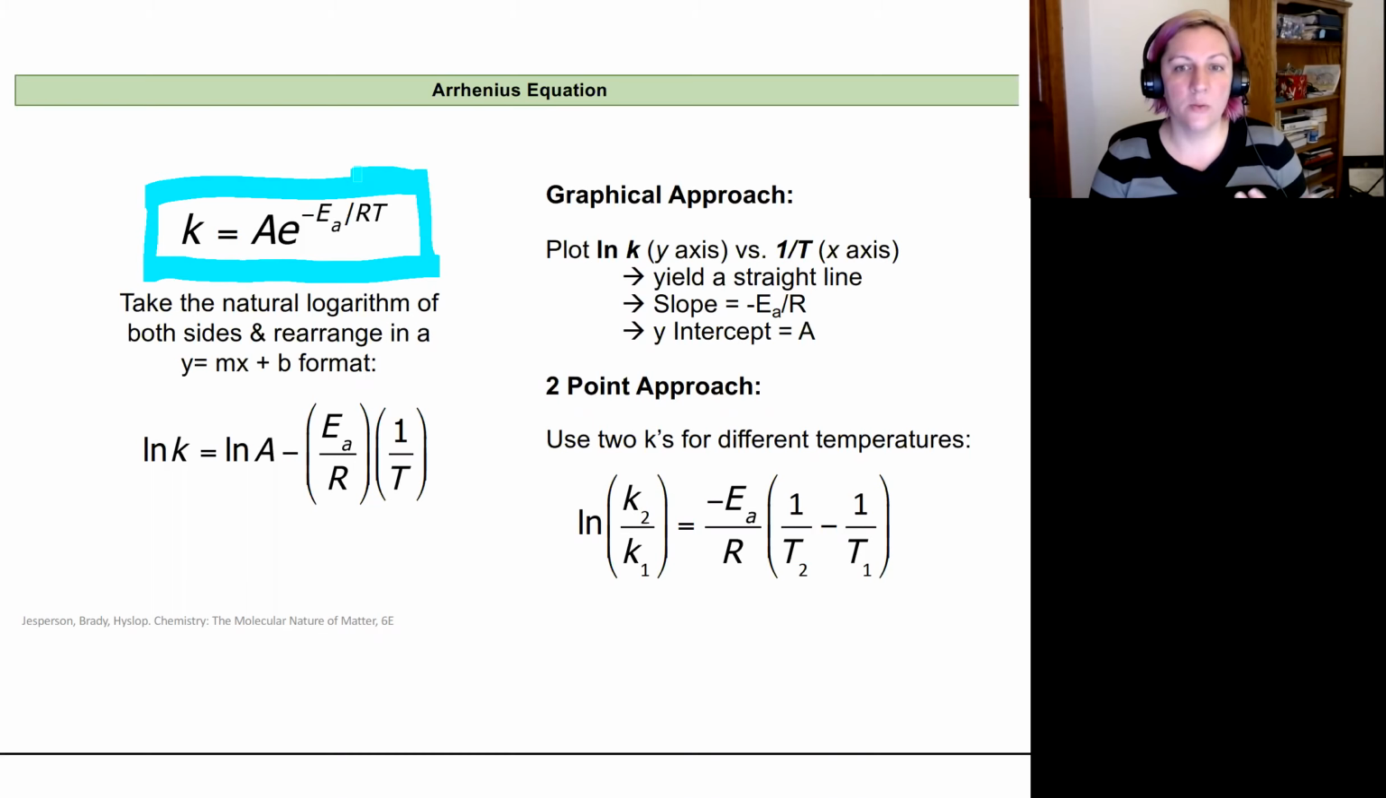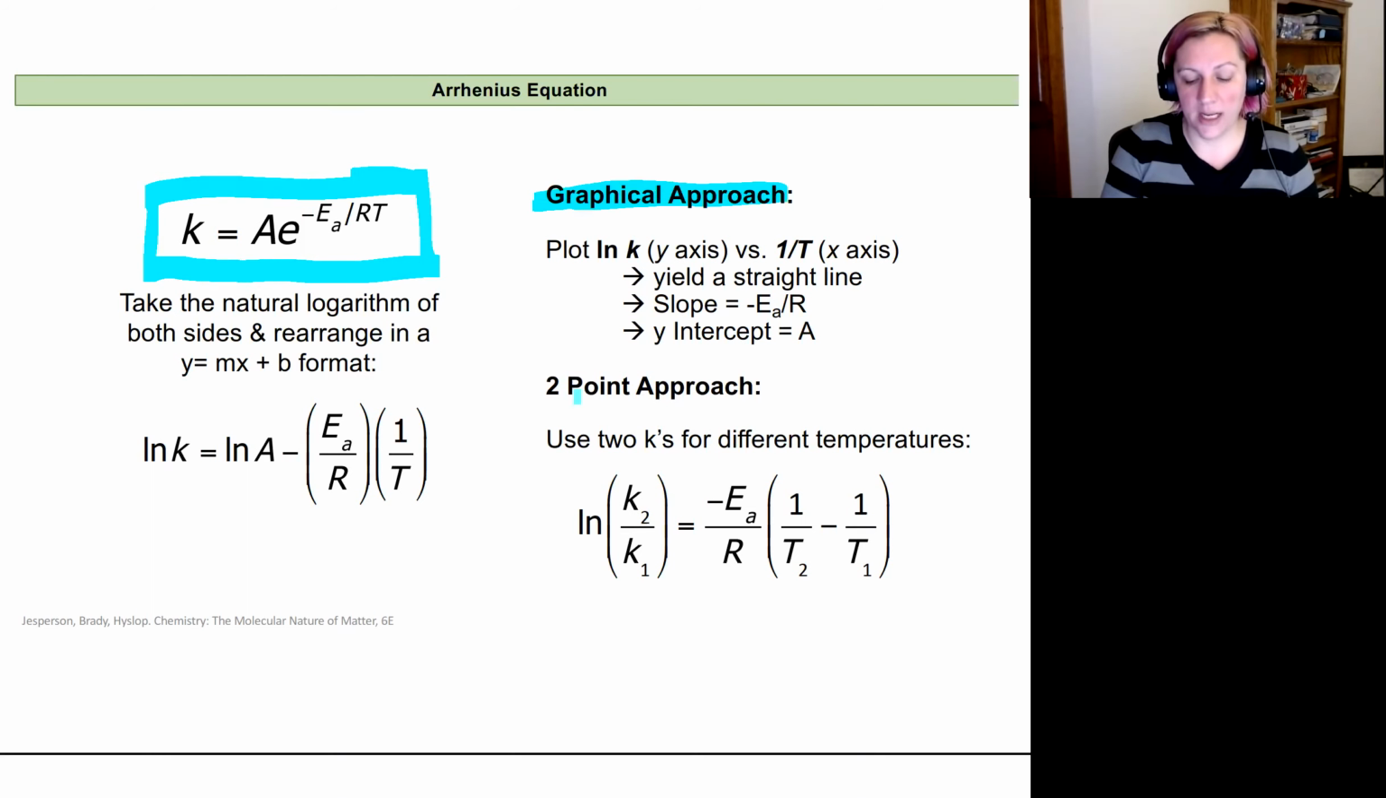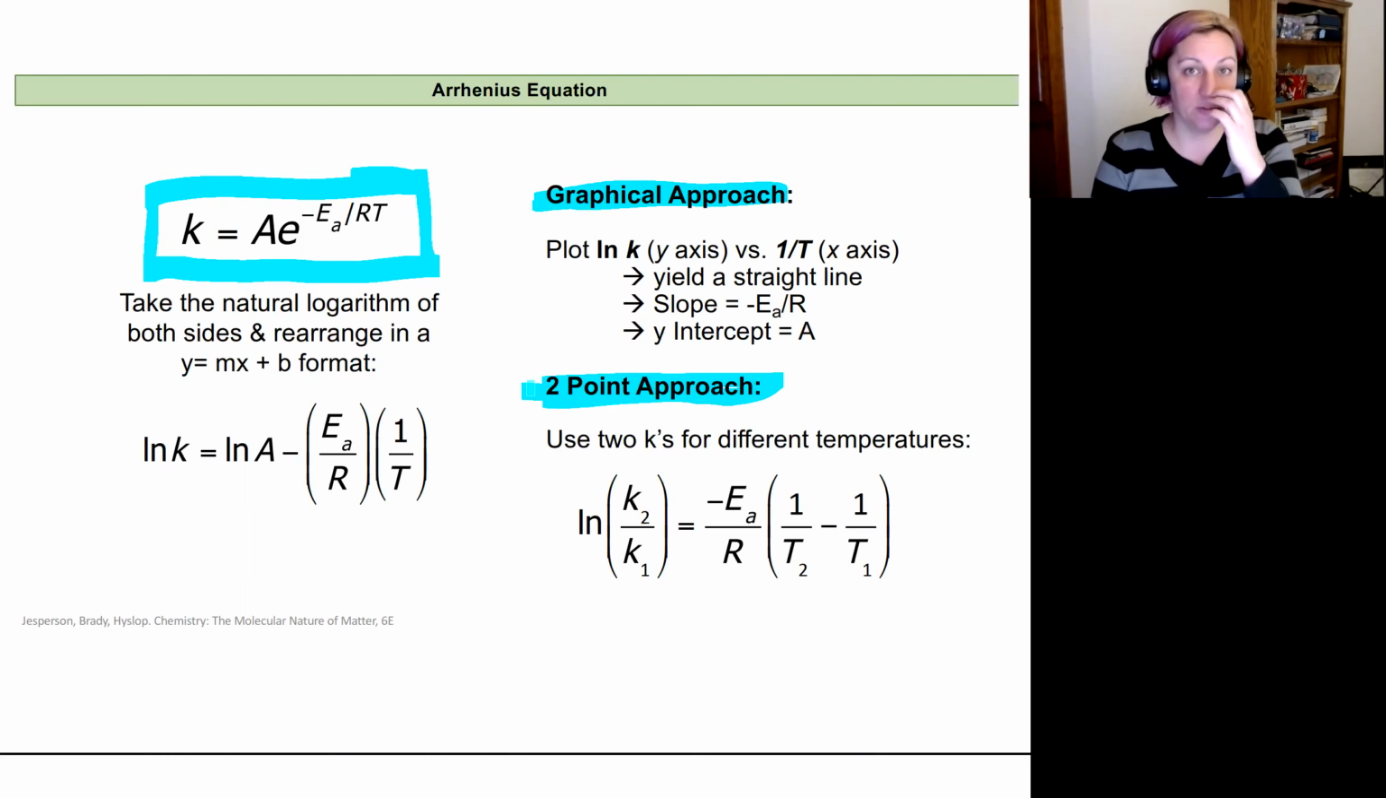And so we have two different ways that we can approach calculating K or the activation energy, kind of depending what the problem is asking. We have a graphical approach and we have a 2-point approach. And typically we're using reaction rate information and a K value to find out what the activation energy of a reaction is, so we can better understand it. So let's talk through the graphical approach first, then the 2-point approach.